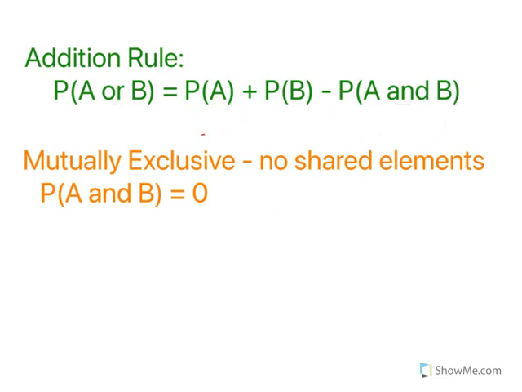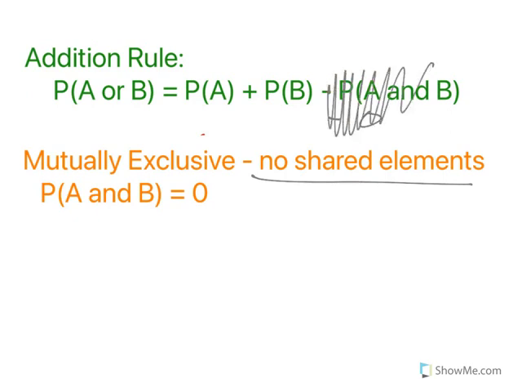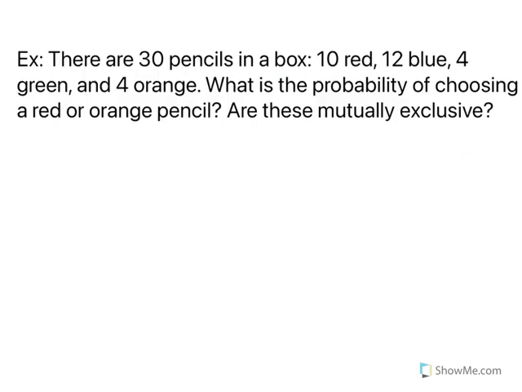Well, when we have mutually exclusive events, that means there are no shared elements, meaning the probability of A and B is 0. So if we're subtracting 0, it's like this piece doesn't even exist, and we're just left with adding A and B. So let's go ahead and do that.